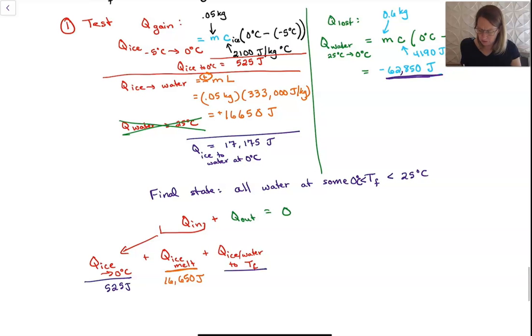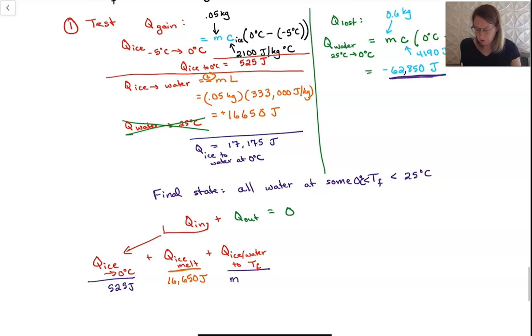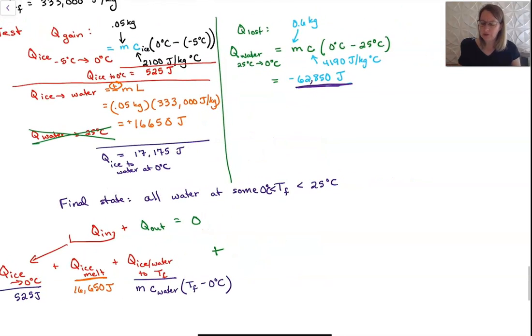And this is going to be mass, it's now water, so we use the specific heat of water times T final minus 0 degrees C. And then when we add our Q out, notice we're not taking this all the way down to 0 C, so we don't know the final temperature. We rewrite this for the 600 grams of water as mass times C of water times T final, which is unknown, minus 25 degrees C, is equal to 0.